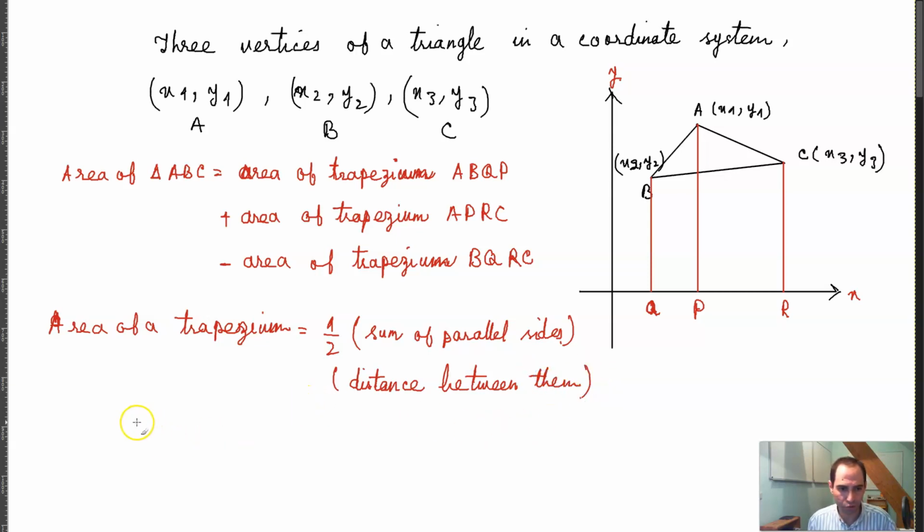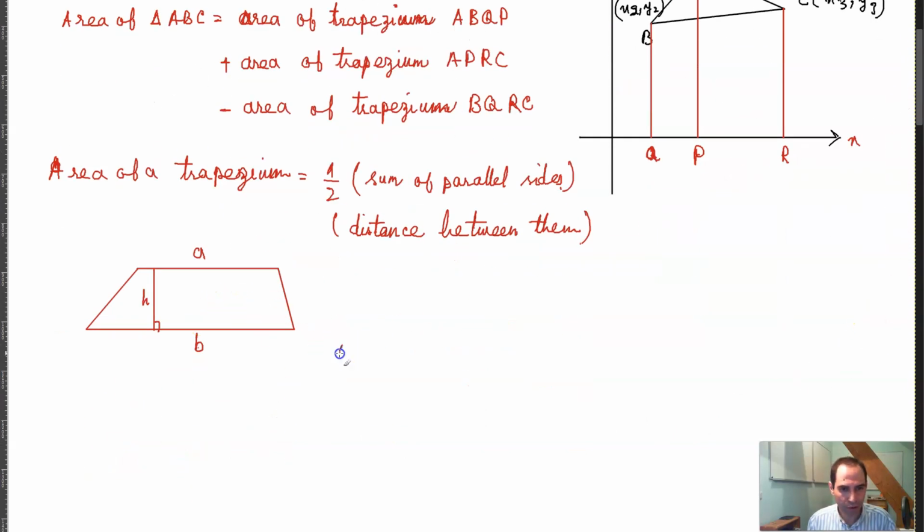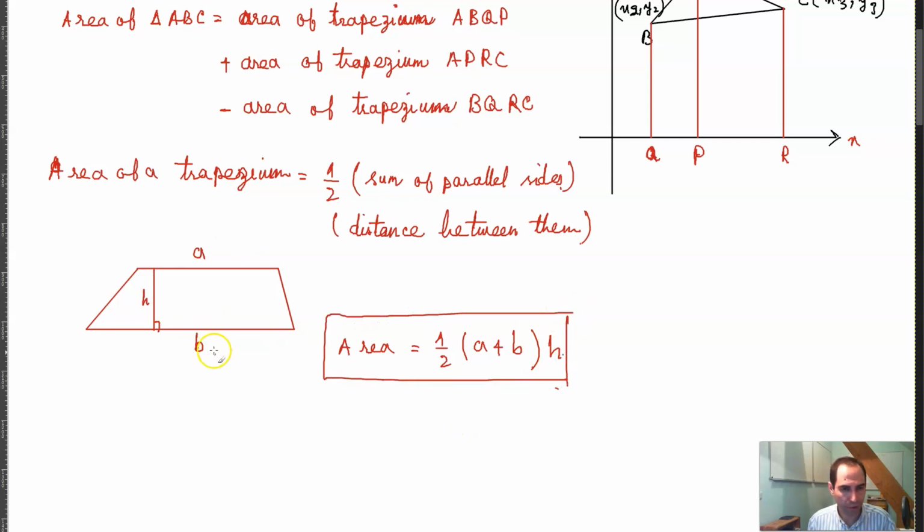Meaning that if you have a trapezium, something like this, and I call this length A and this length B, and I call this length H, for example, then the area of this trapezium would be basically 1/2 times (A plus B), the sum of the parallel sides, times the distance between them, which is H. That is the area of this trapezium here.